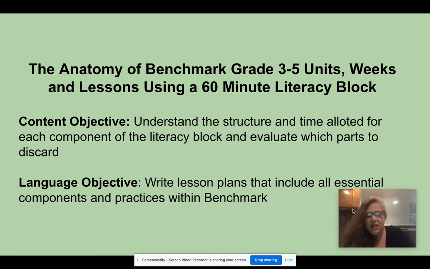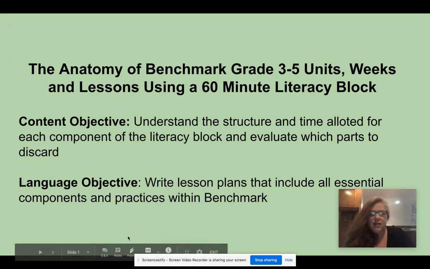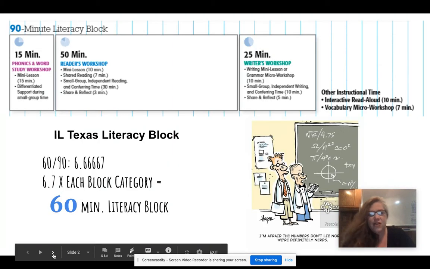So, the content objective for this session is to understand the structure and time allotted for each component of the literacy block and evaluate which parts to discard. And the language objective would be to write lesson plans that include all essential components and practices within Benchmark. So let's go ahead and get started.